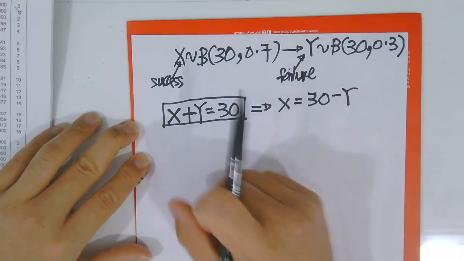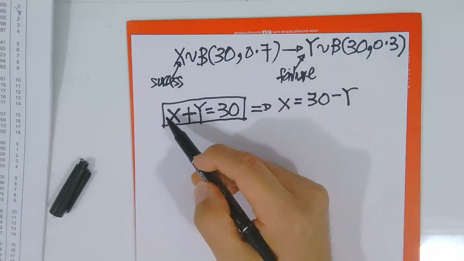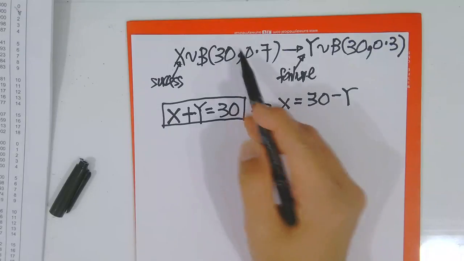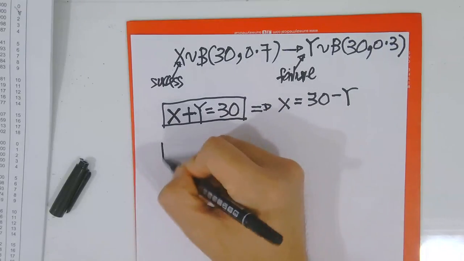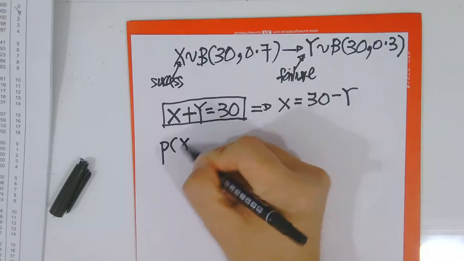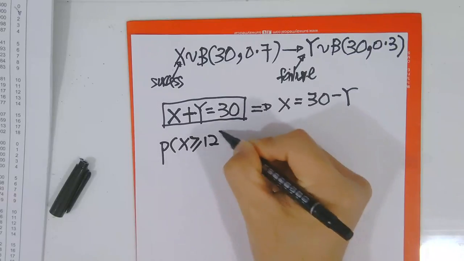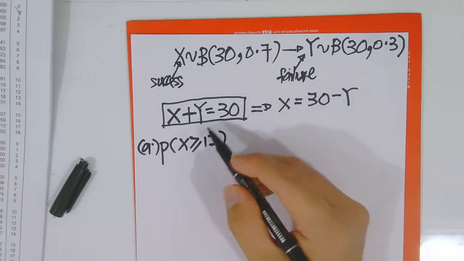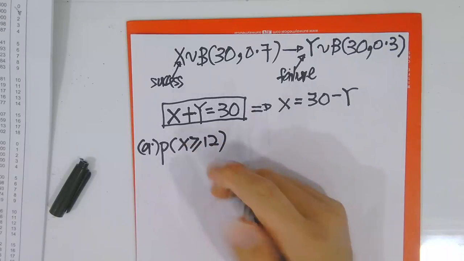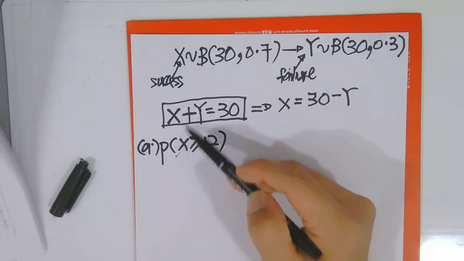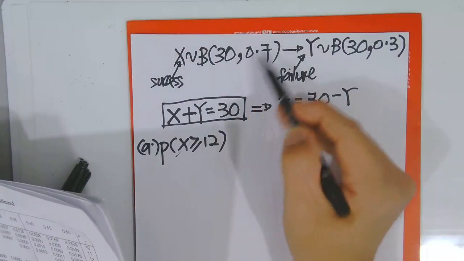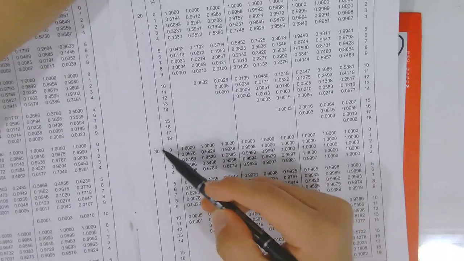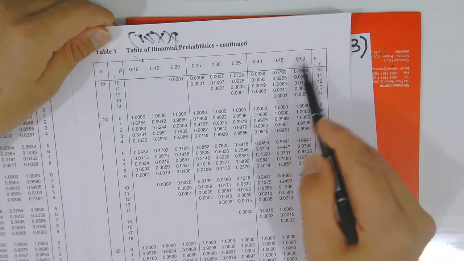At first you have to understand this, because the total number of successes and failures is always 30. Let's say I ask you to find the probability of X at least 12. There is a problem here. What is the problem? If you want to use the distribution for X, which is 30 with 0.7, you can't find it in your statistical table, because for 30 the maximum is 0.5.